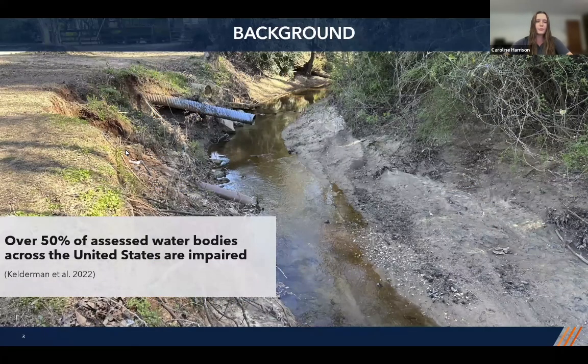So, we have a problem in the United States. As of 2022, over 50% of our assessed waterways throughout the US have been designated as impaired, meaning that they don't meet standards for drinking water, supporting aquatic life, or also recreational use. This can be really attributed to non-point source pollutants such as sediment, metals, oil and grease, nutrients, or pathogens. These are intercepted by stormwater runoff and are subsequently deposited into our downstream waterways.